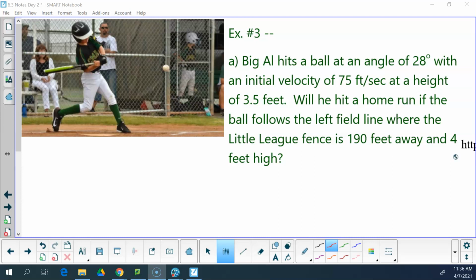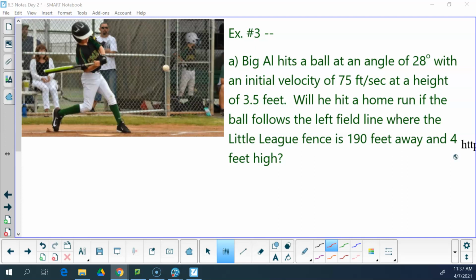So there's Big Al. Big Al's up to the plate. We want to know if Big Al hit a dinger. He hits a ball at an angle of 28 degrees with an initial velocity of 75 feet per second at a height of 3.5 feet. Will he hit a home run if the ball follows the left field line where the Little League fence is 190 feet away and the fence is 4 feet high?